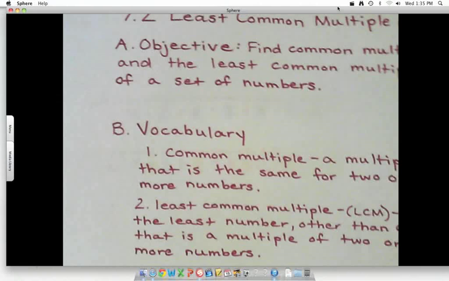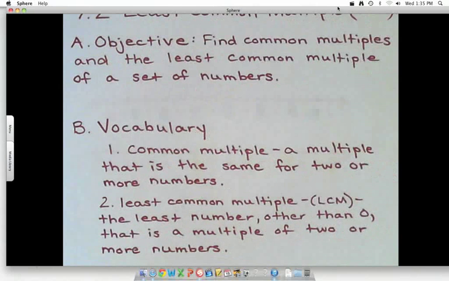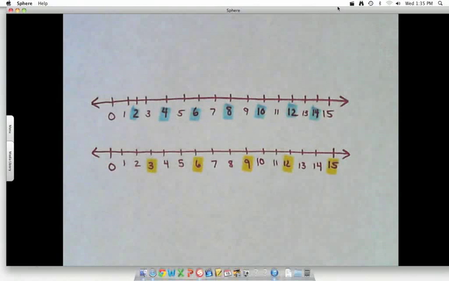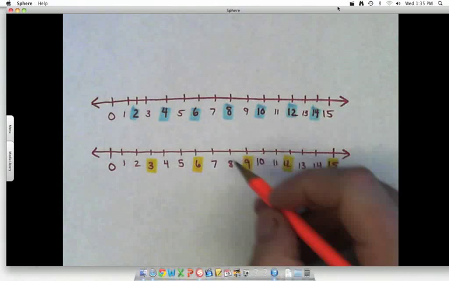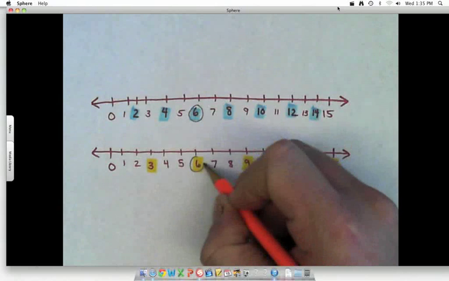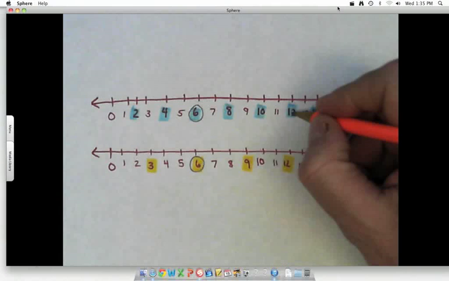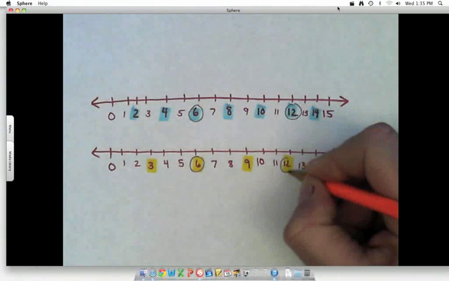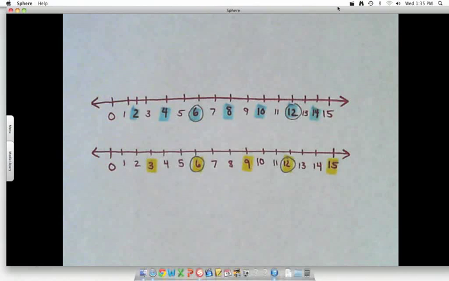Now going back to the notes, vocabulary. A common multiple is a multiple that is the same for 2 or more numbers. So if I look at my number lines with my multiples of 2 and my multiples of 3, the common ones, I see that I have a common one under 6. I also have a common one for 12. So 6 and 12 are common multiples of 2 and 3.